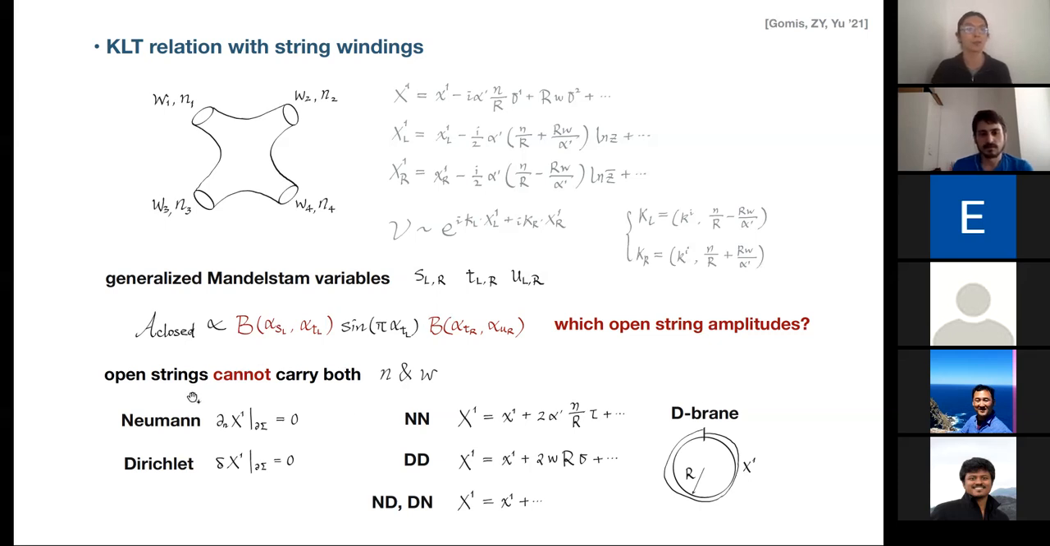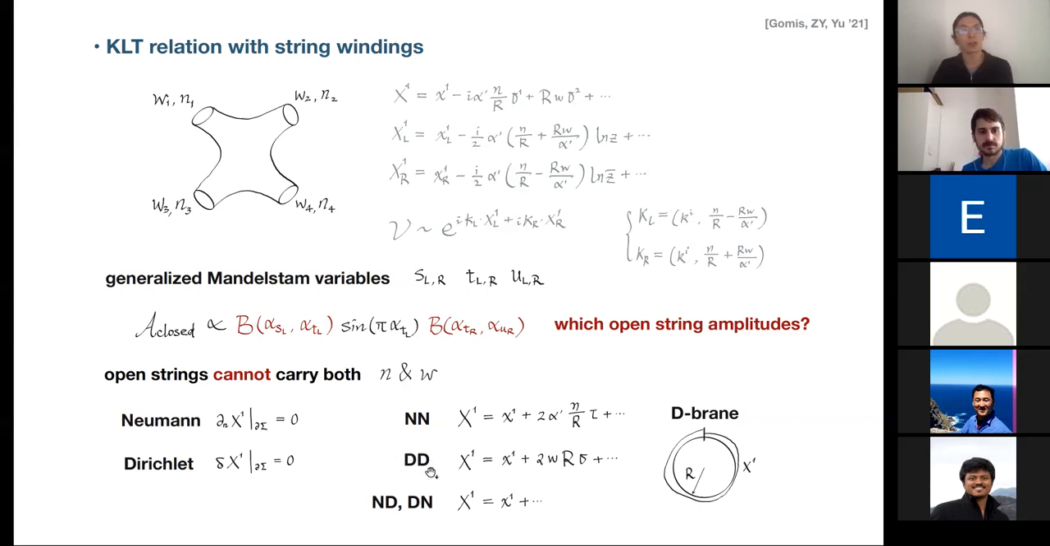But this is not true for open strings. An open string can only carry either momentum or winding, but not both. If you look at different boundary conditions that the open string satisfies, we'll easily see why this is the case. If we start with an open string that satisfies Neumann and Neumann boundary conditions on both ends, which means that neither of the ends is fixed, and therefore you cannot really wind the open string around the compactified circle. But you can indeed have some collective momentum. The open string can move in some particular direction.